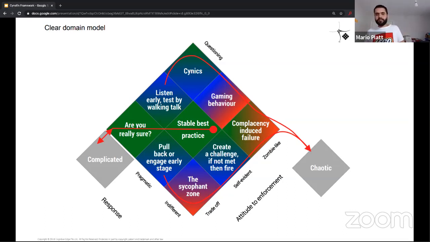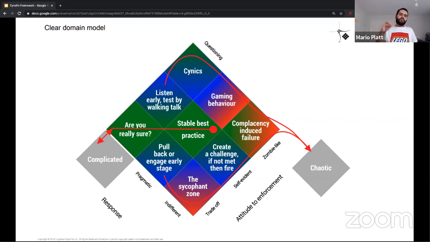There are a couple of ways that we can think about what to do here. Basically, we want it to be self-evident and pragmatic. And if you see indifferent or zombie-like, then you've got problems that you need to deal with. But these are kind of the basic ideas.